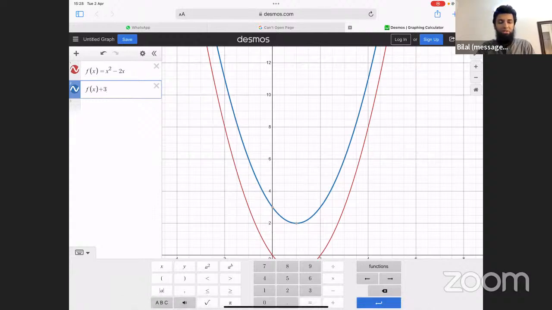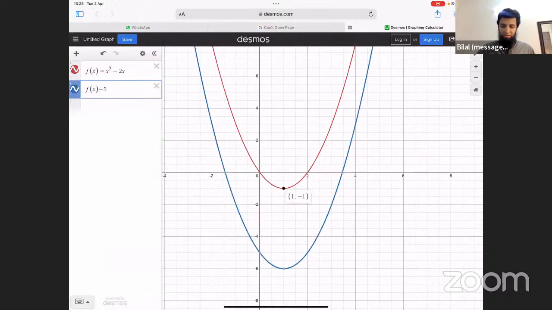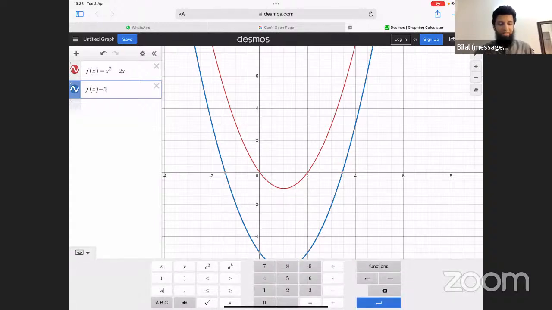So what type of transformation is this? This is translation. F of x plus 3, we are moving 3 units up. If we had negative 5 here, for instance, what happens in that case? The graph moves 5 units down. So when you add or subtract something outside the function, the graph moves vertically up or down. Okay? It's a translation. When you add or subtract something outside the function, it's a vertical translation by that many units.